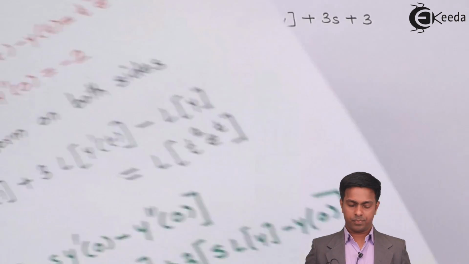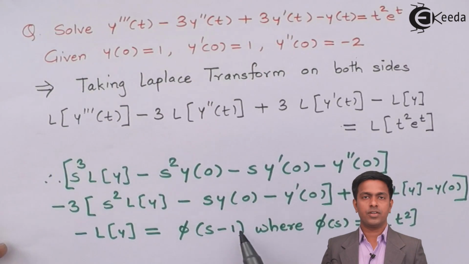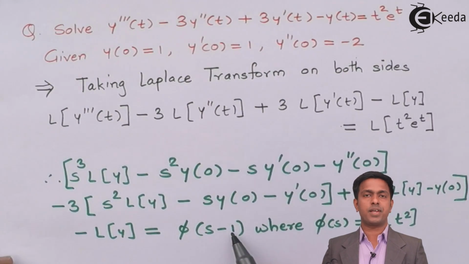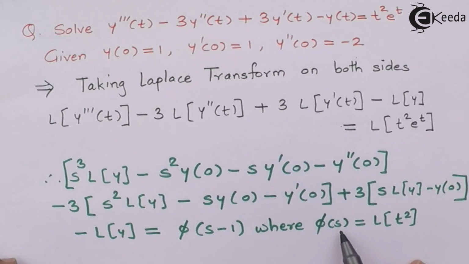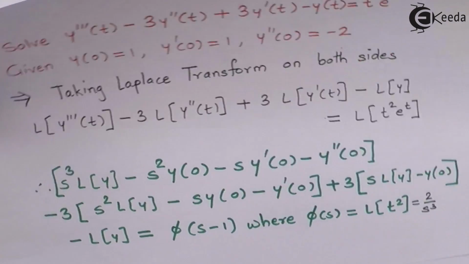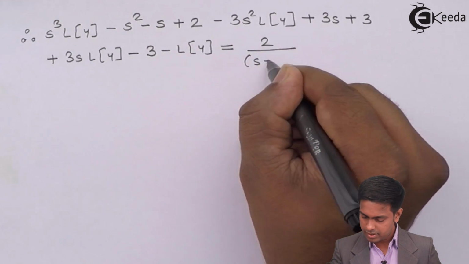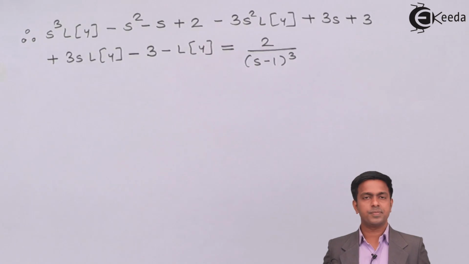is equal to, now we have to find the value of the function of s minus 1. To get the function of s minus 1, we should get the value of the function of s, which is the Laplace transform of this t square. Now Laplace of t square, here I write down, it is 2 factorial, which is 2 upon s cube. Now guys, in this I'll put s as s minus 1. So 2 upon s minus 1 the whole cube.